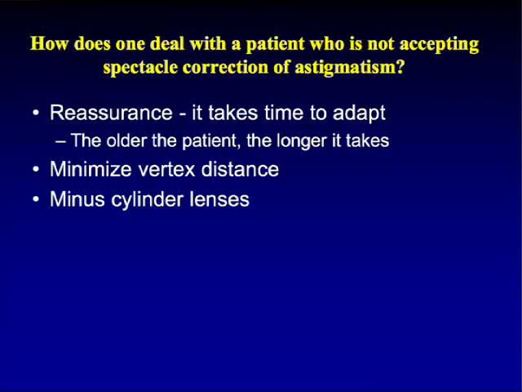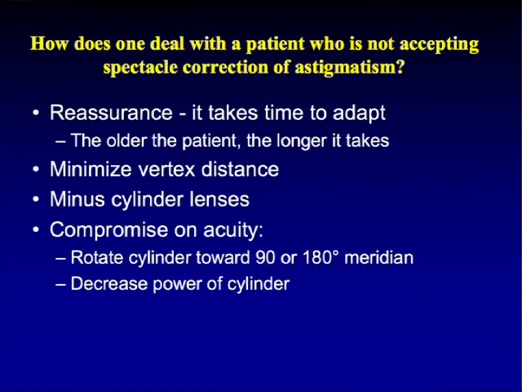Cylinder lenses are ground either on the inside as minus cylinder or on the front as plus cylinder. They're almost never ground on the front as plus cylinder anymore, but every now and then that's done, and that can exaggerate the astigmatic distortion. So minus cylinder lenses have less distortion. If those things don't work, then you do have to compromise visual acuity, either by rotating the cylinder to 90 or 180 so you don't have that oblique distortion, or simply reducing the power of the cylinder, eventually trying to work the patient up to their full correction. There's always contact lenses or even refractive surgery to consider as well, of course.